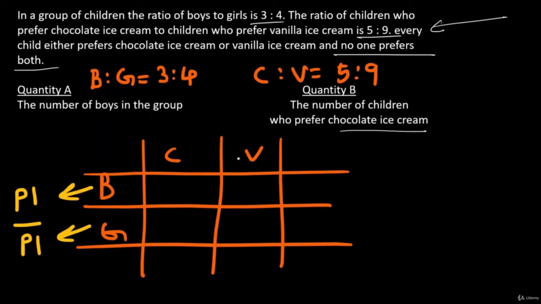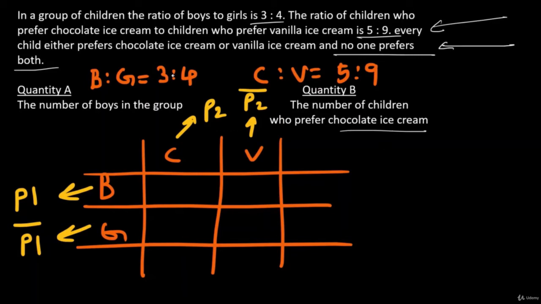Now again over here you have preference, this is parameter 2, and the other criteria is the children falling into the section where parameter 2 is not applied. Remember over here it is mentioned that no one prefers both, right? So everyone either falls into this criteria where parameter 2, that is preference, is chocolate, or they fall into this section, that is not preferring chocolate. So in this type of questions, this is the best way in which you can visualize the information given.